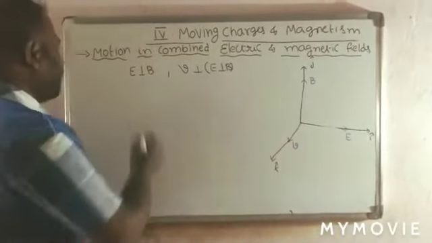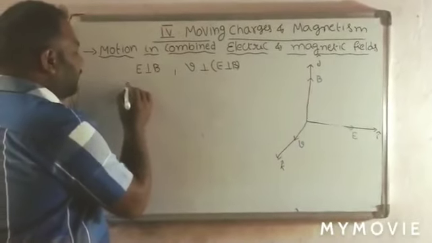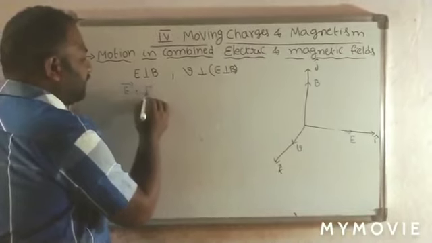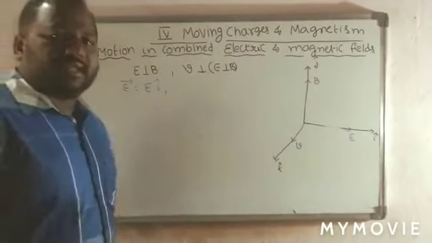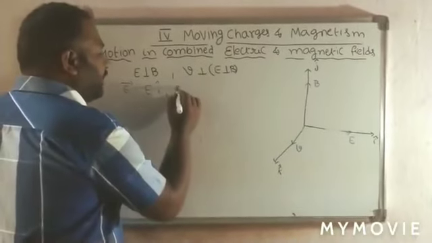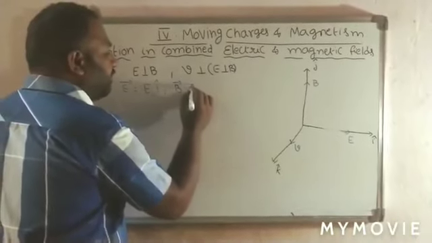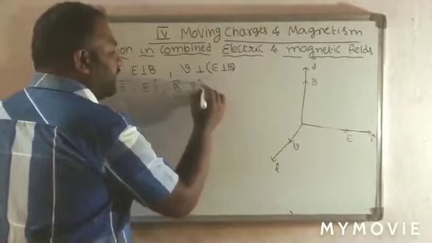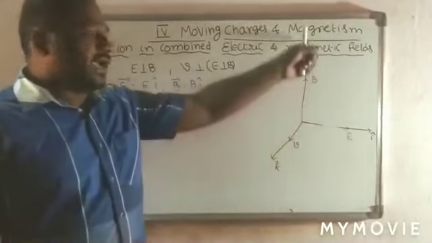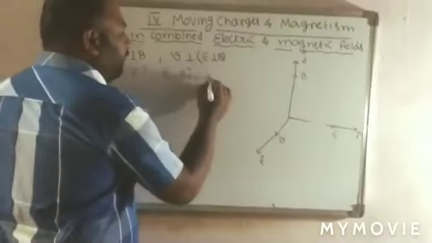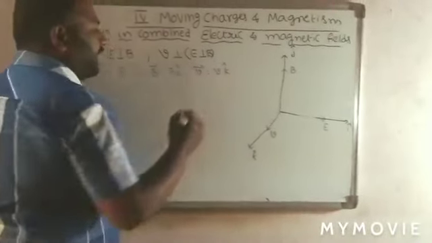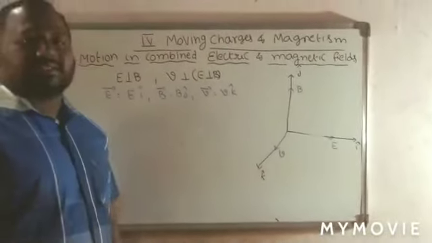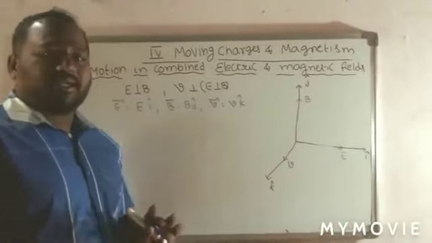So E bar is equal to E along i cap, that is along the x direction. B bar is equal to B along j cap, that is along the y axis direction. V bar is equal to V along k cap, that is along the z axis direction. We are assuming like that.